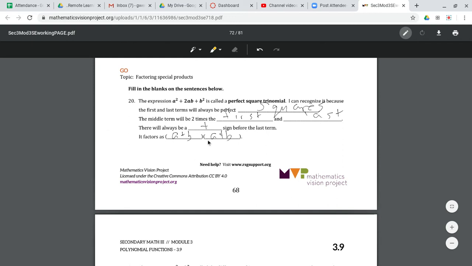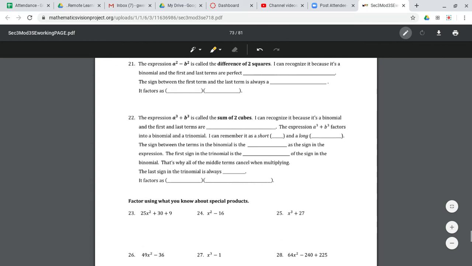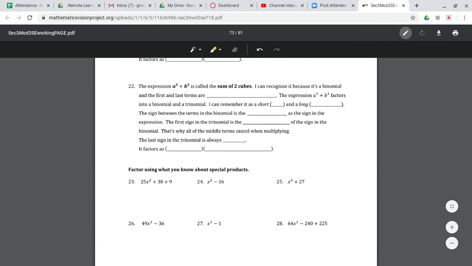Or it could have minuses there. That is also possible as well. So it could be a minus b times a minus b, or it could be a plus b times a plus b. Either is possible. All right, you're going to do 21 on your own. 22.